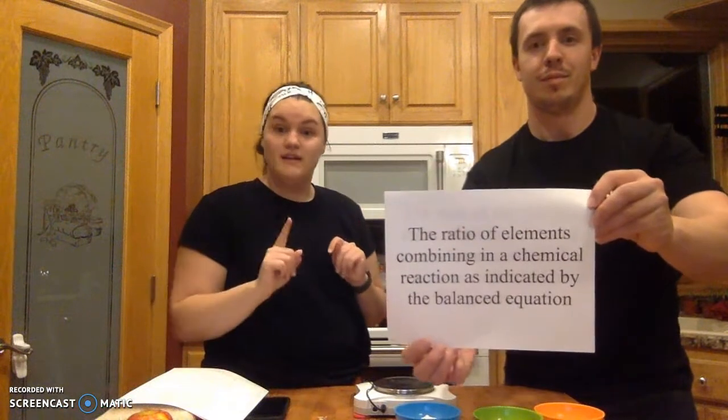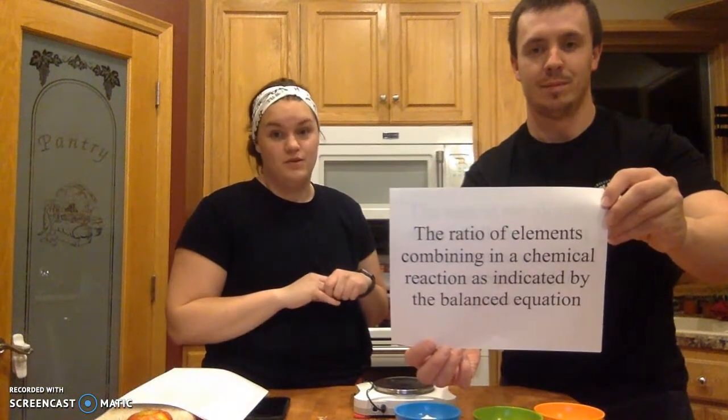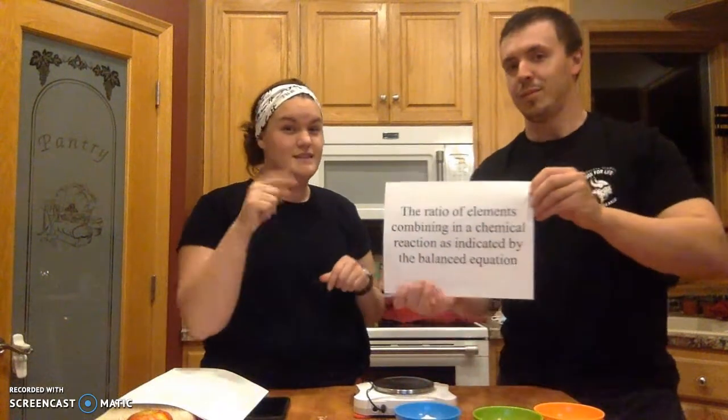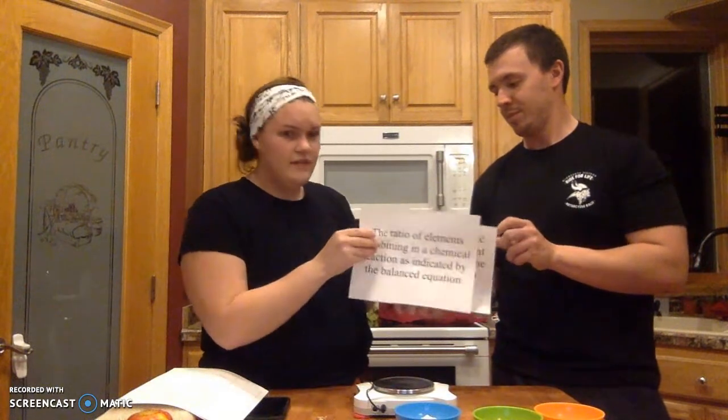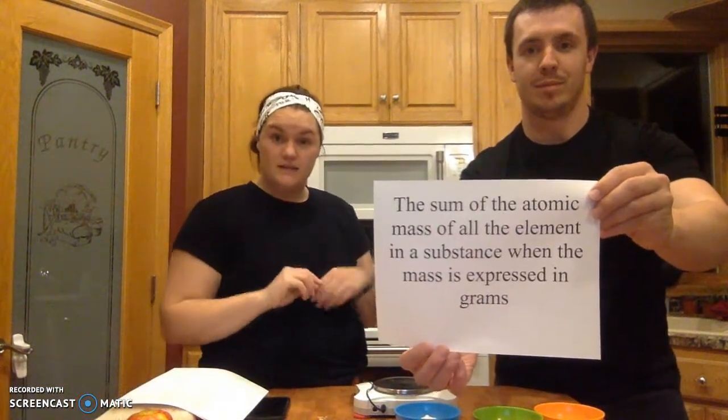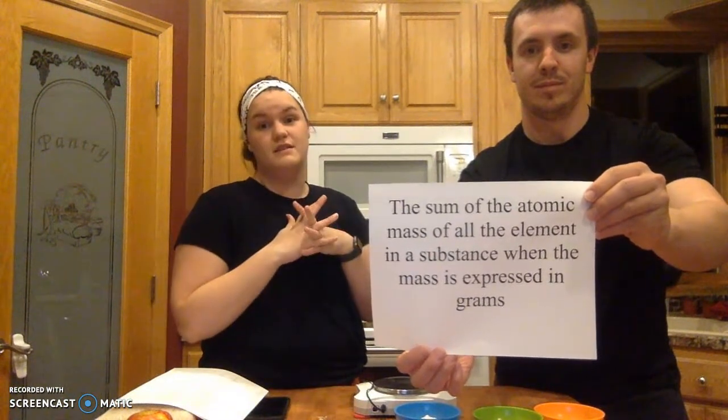The ratio of elements combining in a chemical reaction as indicated by the balanced equation. So we'll get to this in a couple units. Actually, next week we'll get to that. And then finally, the sum of the atomic mass of all of the elements in a substance when the mass is expressed in grams.